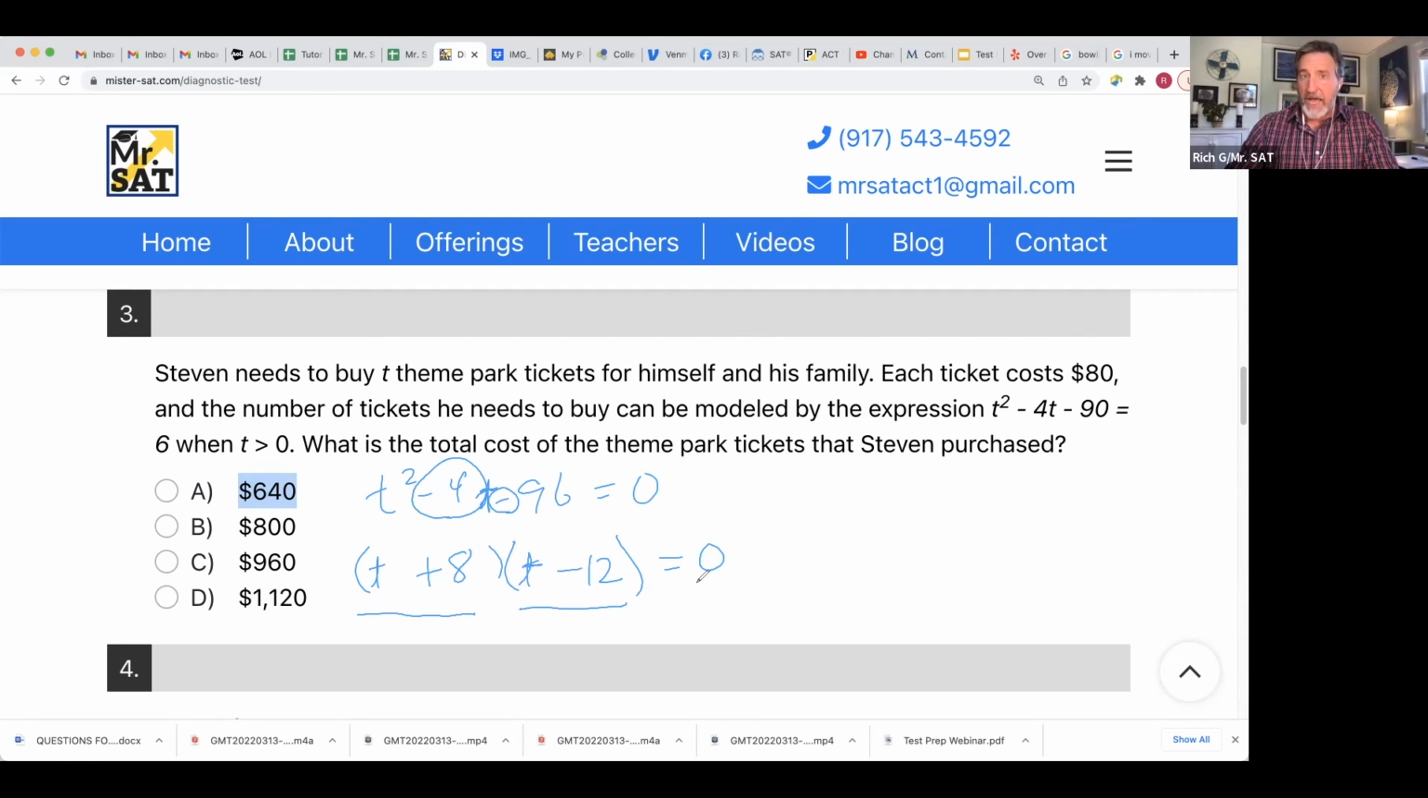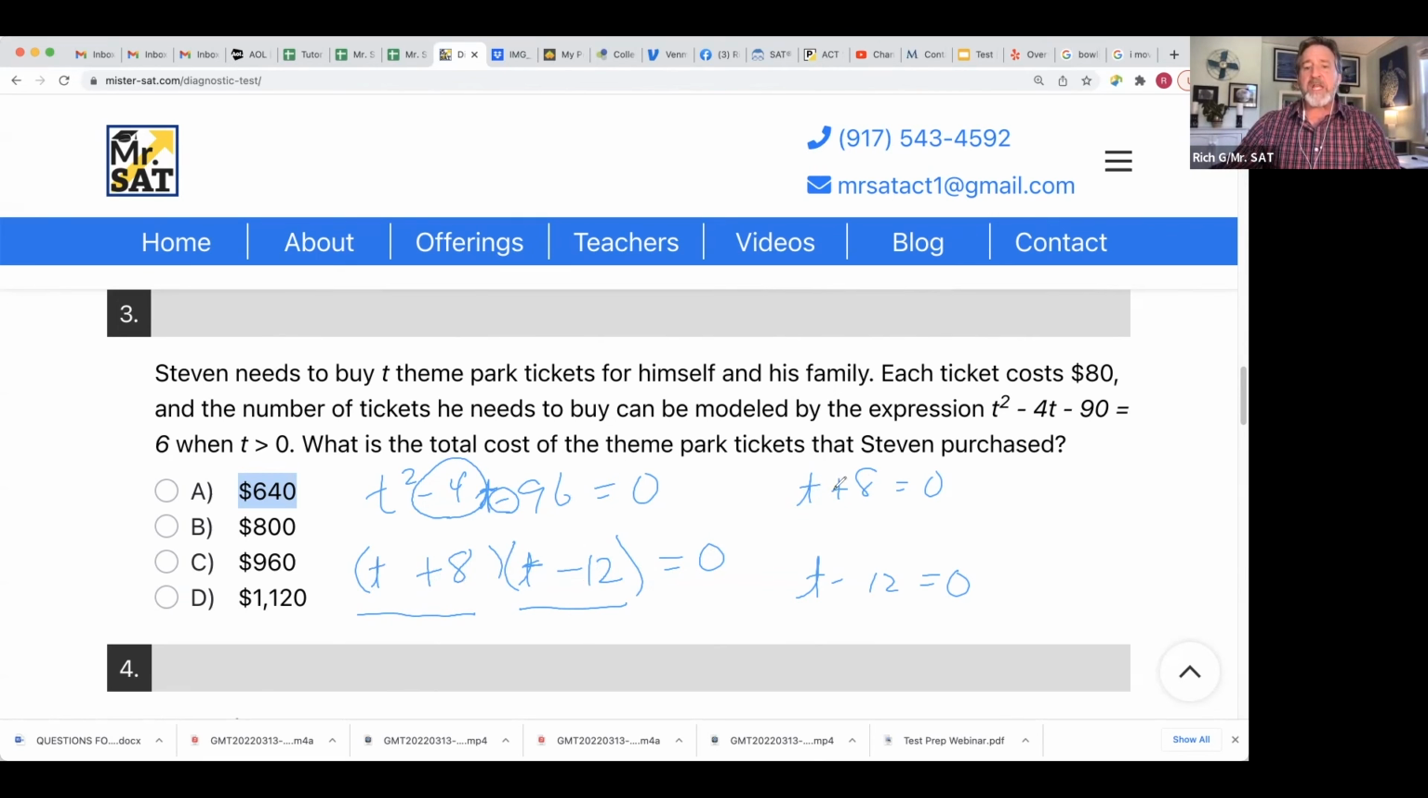So here's the next step. You're going to encounter this on a lot of different SAT math problems: we set both of these individually to 0. I'm going to set t plus 8 equal to 0, and t minus 12 equal to 0. The why might be obvious: if this parentheses is 0, it doesn't matter what the other one is, because 0 times anything is 0. Similarly, if the other one is 0, it doesn't matter what this one is. So as long as one of these is set to 0, my equation holds true.